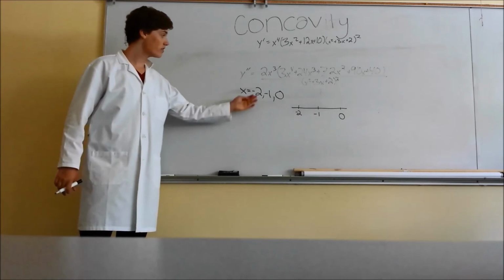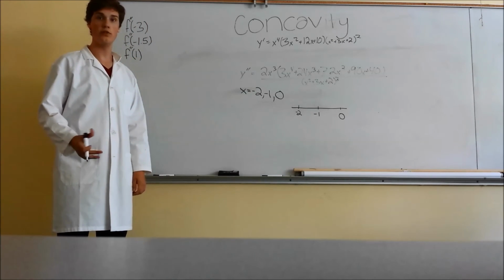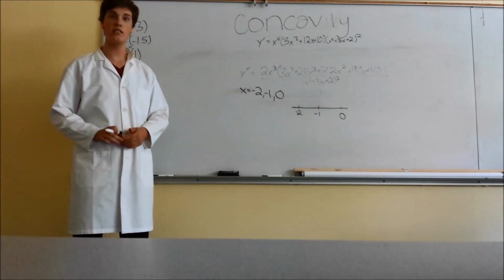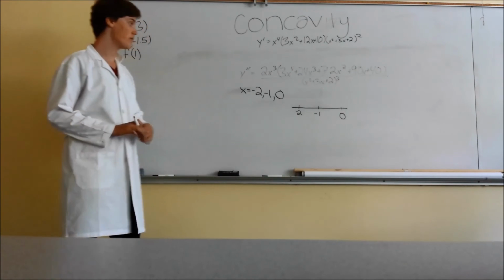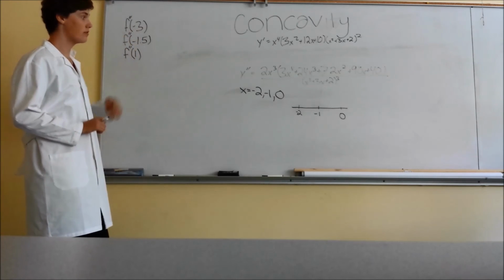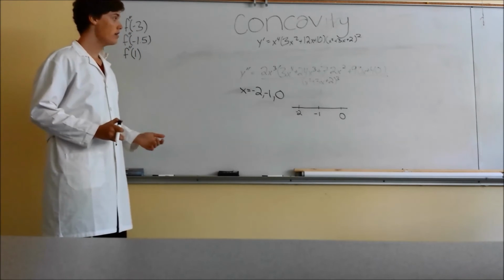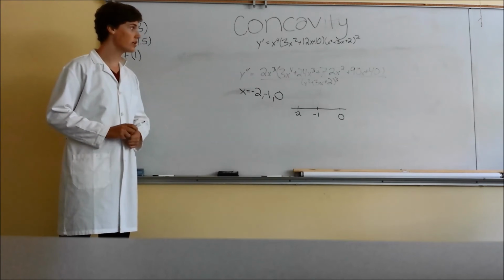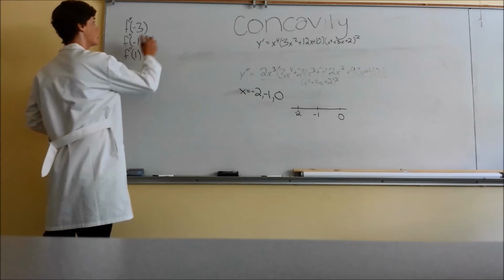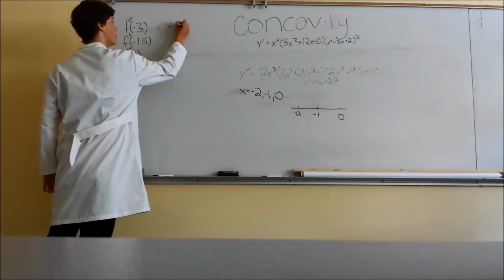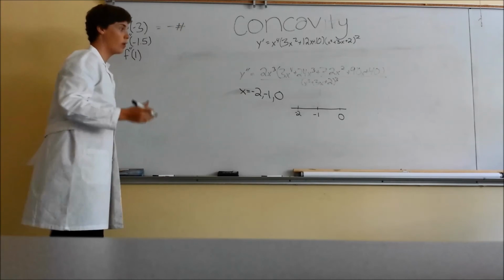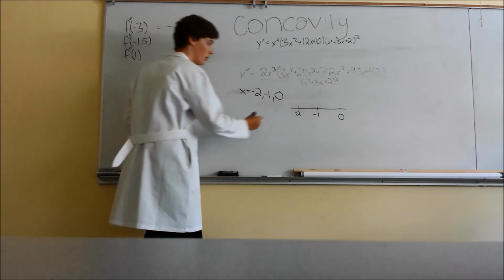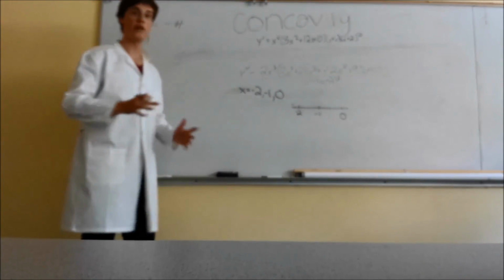Now that we've found our points of inflection at x equals negative 2, negative 1, and 0, we put these values on a number line and test values between each of the points. We start by taking a value below negative 2, in this case negative 3, and plugging it into our y double prime equation, as shown here. Once expanded, this will yield a negative number. What this means is that for all x values less than negative 2, our equation is concave down, meaning it opens downward.